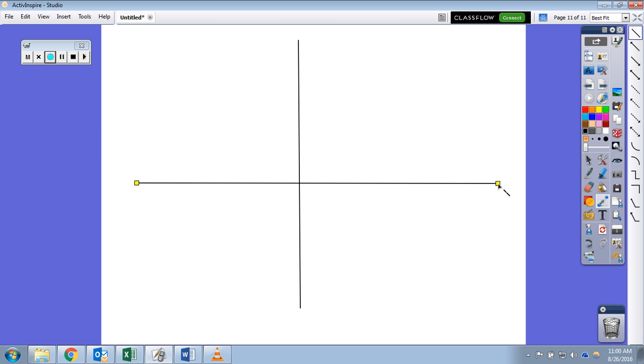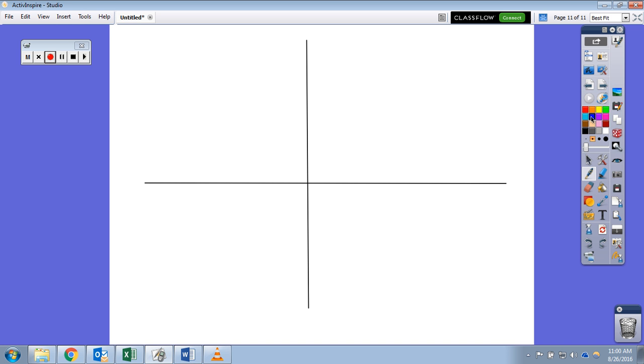So let's plot some points. When x is 0, what would we have? We have 3 minus e to the 0. So when x is 0, we have 3 minus 1, which is 2. So (0, 2).